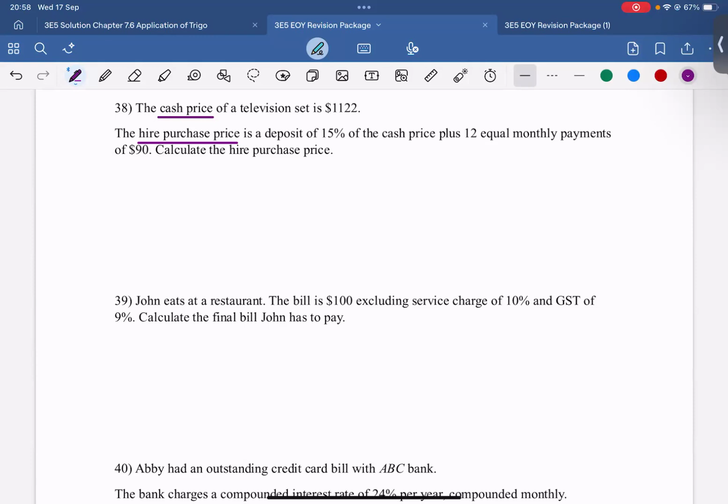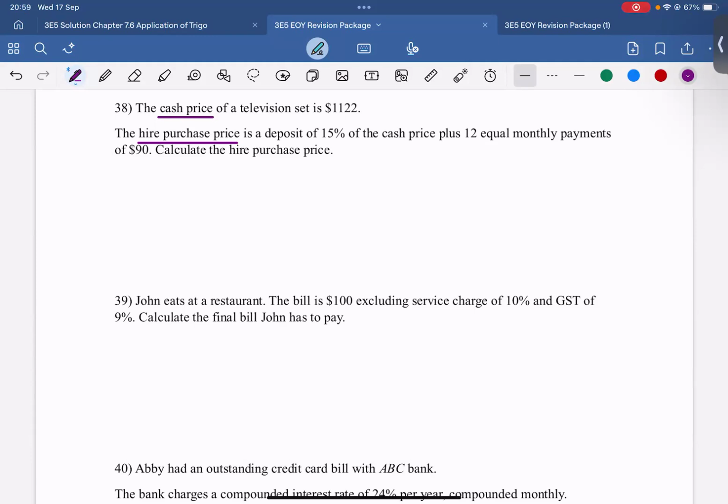Harold, should it be higher or lower? Lower. Harold, higher or lower? Should the hire purchase price be higher than the cash price or lower than the cash price, even without calculating, using logic to think? Wait, I see first. Not paying attention. Should the hire purchase price be higher than the cash price or lower? Higher. Why? Because you pay 15% first, then after that you need to pay in installments. Correct.